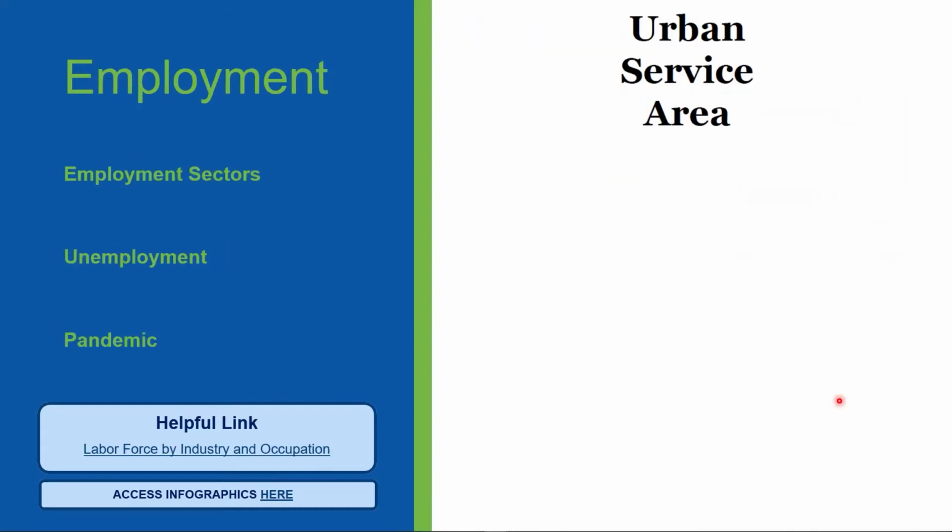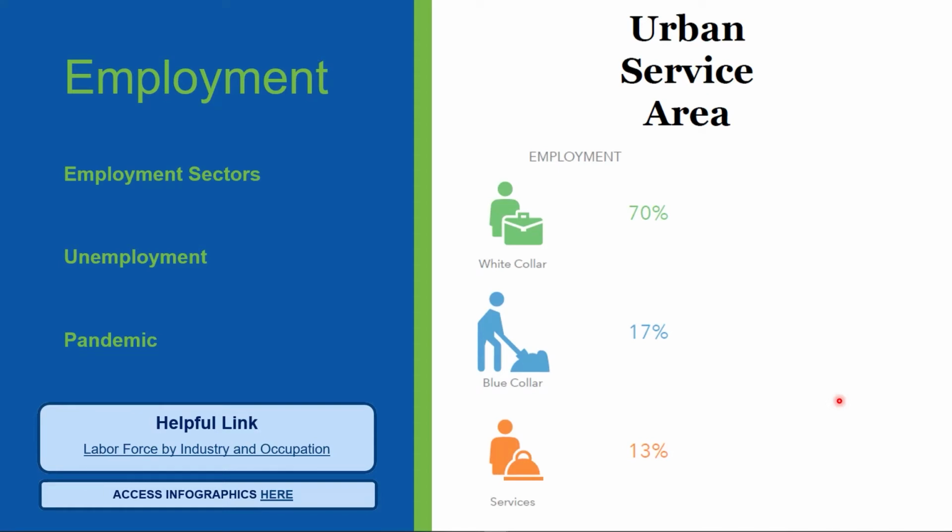Okay, let's go to employment, and we'll take a look at the urban service area. So our population is majority white collar, which includes industries and occupations such as business, financial, architecture, engineering, healthcare practitioner, office, administrative, farm manager, and more. The blue collar category includes production, construction, maintenance, and more. And the services category includes things like food preparation and grounds and more.